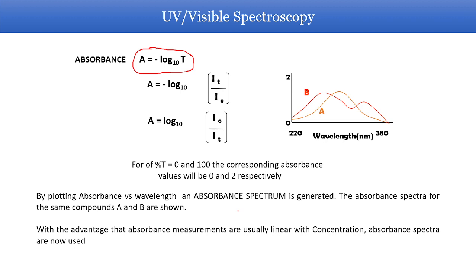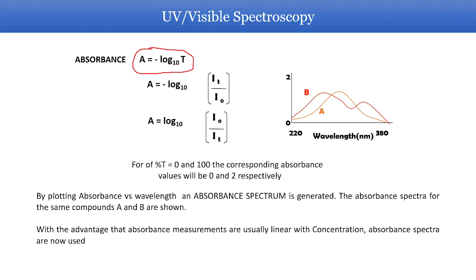So absorbance is equal to log to the base 10 of I0 by IT. So the negative term is taken inside, it is I0 by IT. For the percentage transmittance to be 0 and 100, the corresponding absorbance values would be 0 and 2. So that is fine.